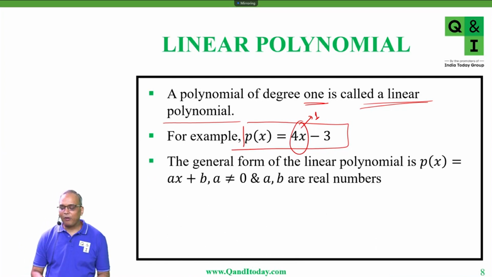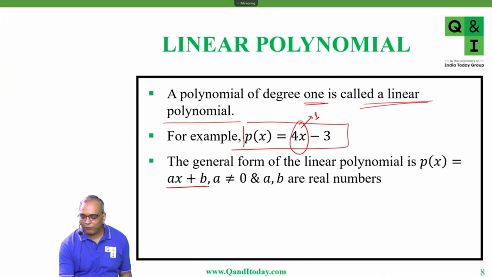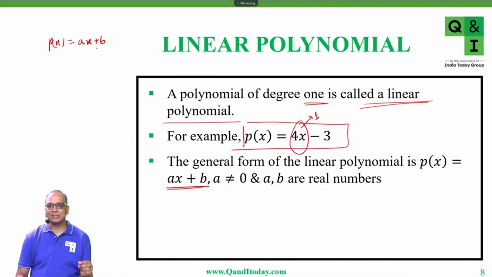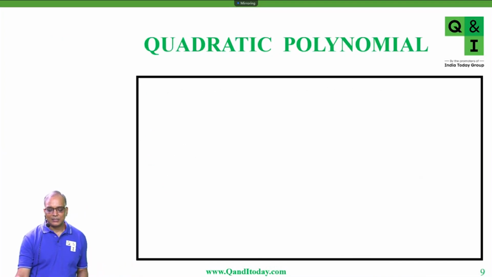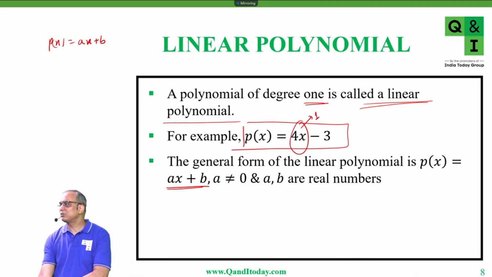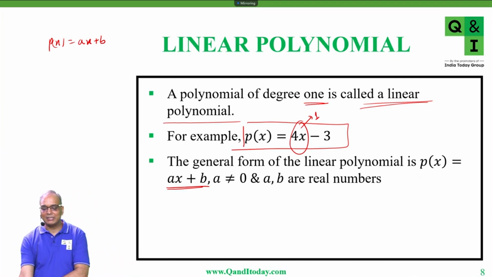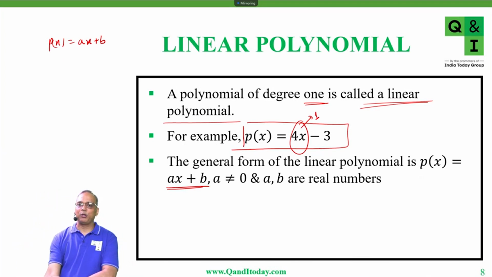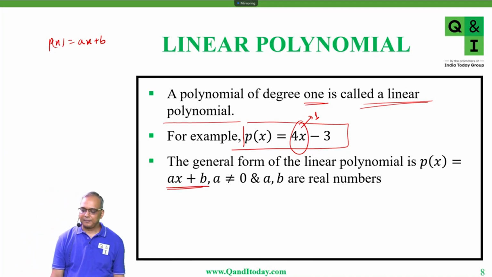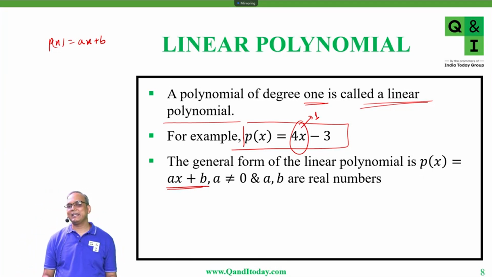The general form of a linear polynomial is ax plus b. So the polynomial of the form p(x) is equal to ax plus b, where a and b are real numbers. The coefficients are real numbers. So this will be a linear polynomial. Is this clear, students? What are linear polynomials? A polynomial of degree 1 is called a linear polynomial, and the general form is ax plus b.